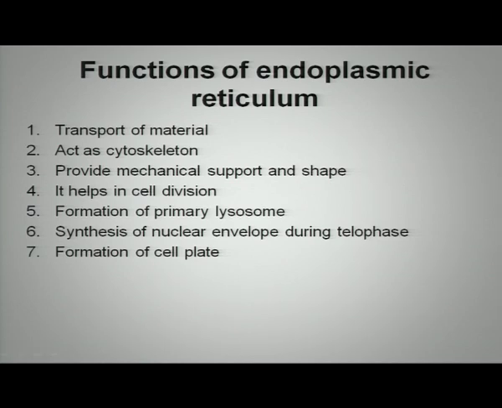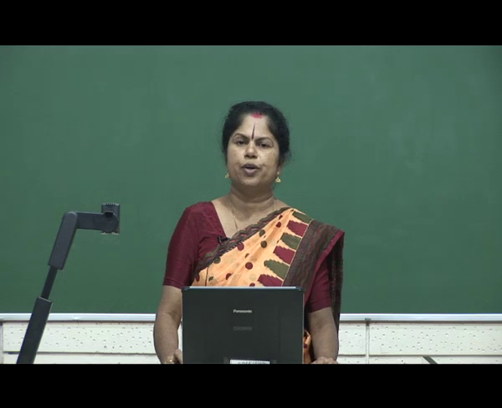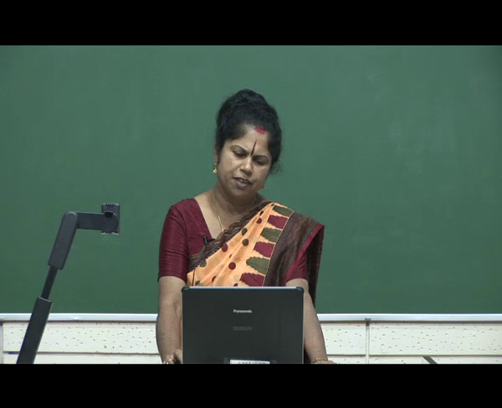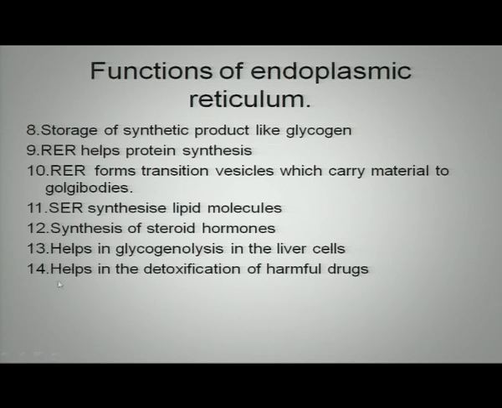Do you know by which method the cytokinesis takes place in an animal cell? Of course, it is cell furrowing, furrowing of the plasma membrane, which divides the cytoplasm equally into 2. It helps in the storage of synthetic products like glycogen.